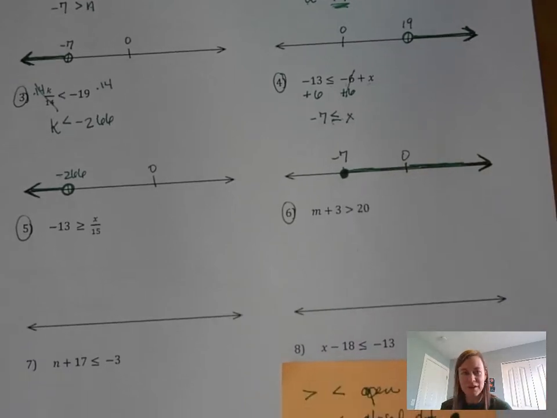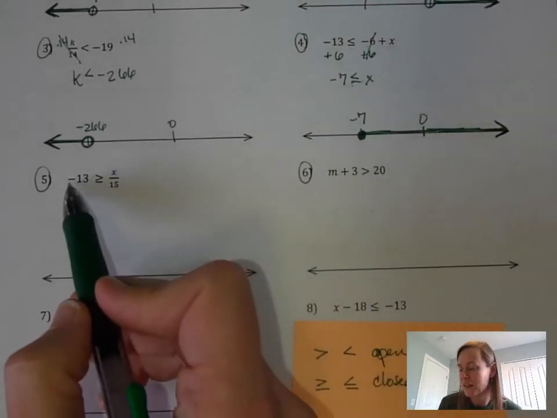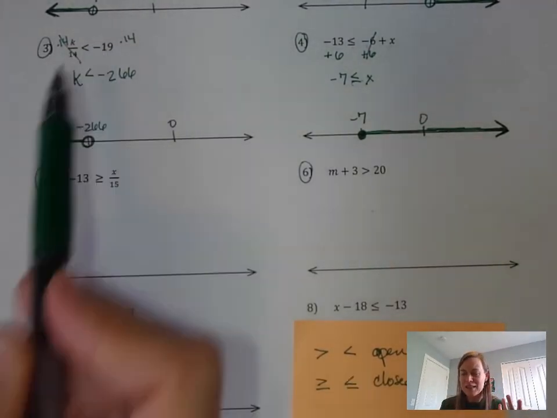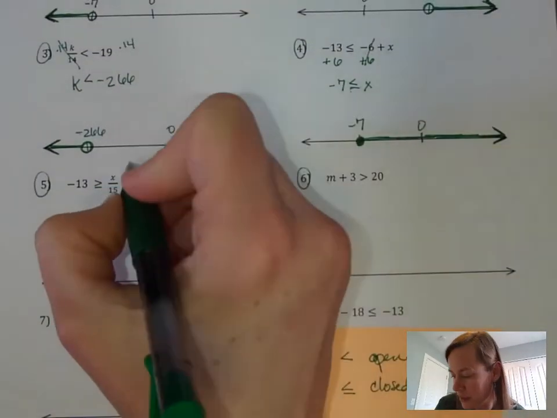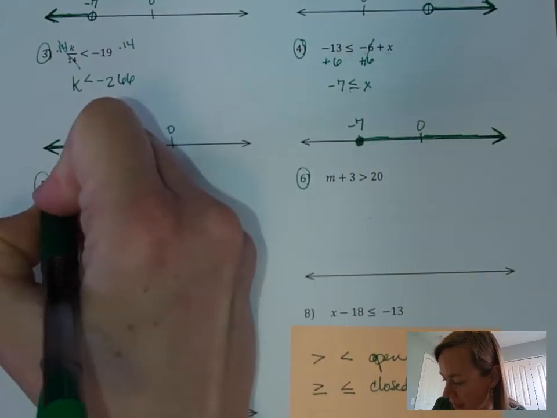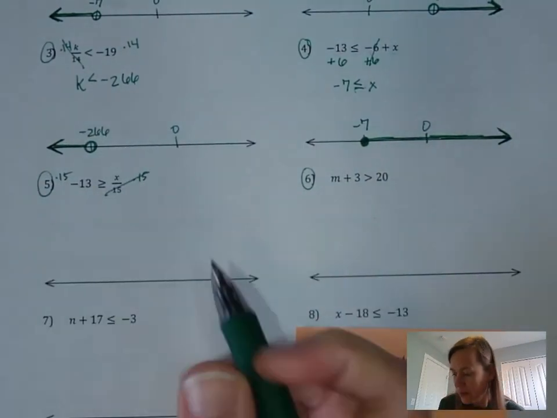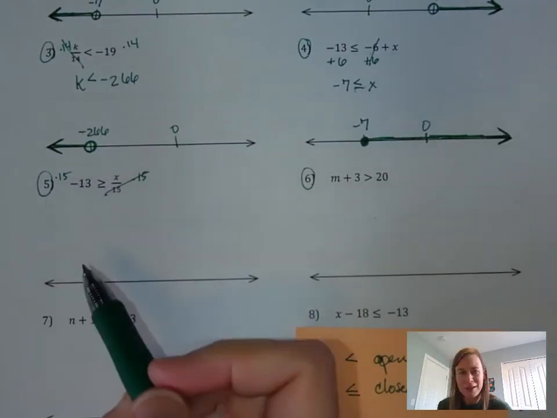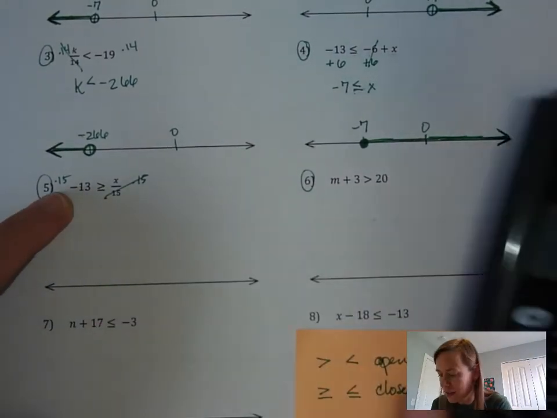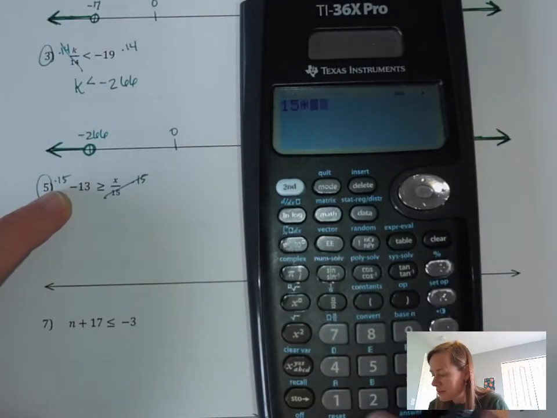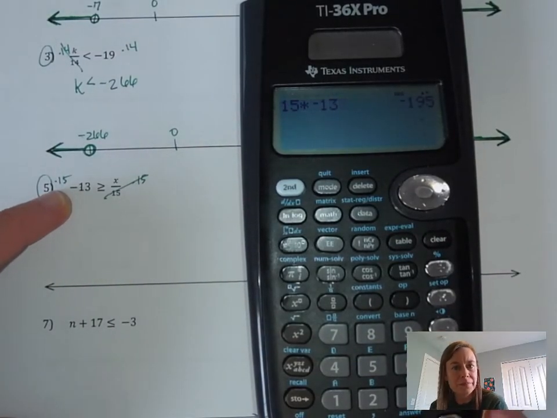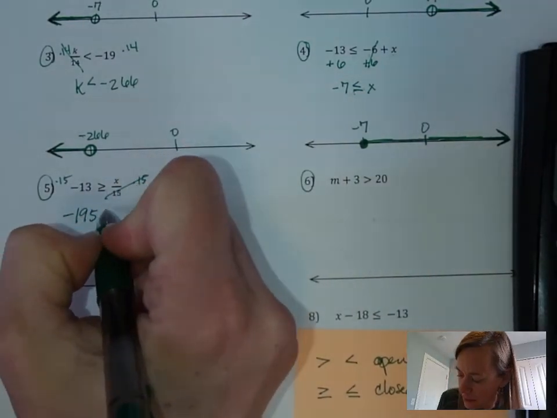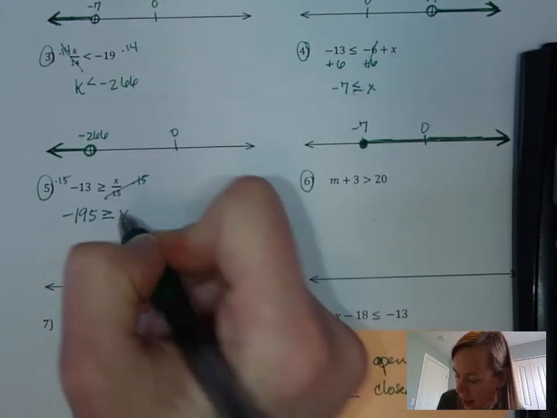Okay, there we go. Let's do number 5. Negative 13 is greater than or equal to x divided by 15. It's a lot like this one, right? We have a division problem. Let's solve it by multiplying, times 15 on both sides to get rid of this guy. We didn't do anything with a negative number, we just multiplied by 15. Don't worry about that one being negative, it doesn't change anything. Let's figure out what that equals. 15 times negative 13, negative 195. Keep the sign, and then x.